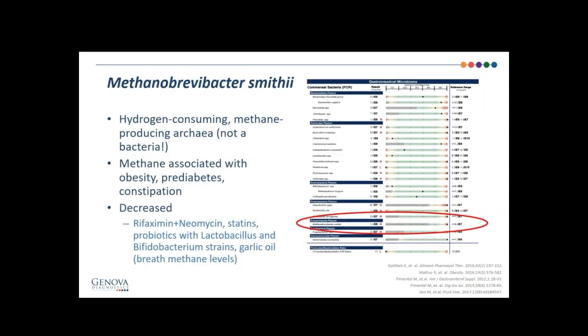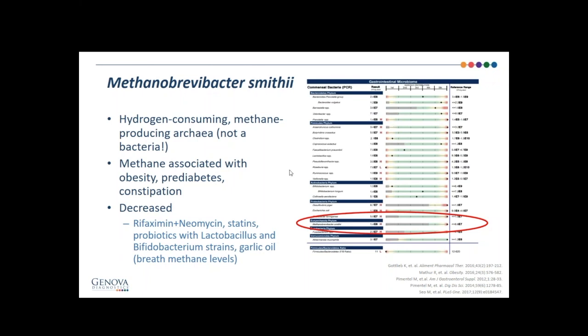The next organism is Methanobrevibacter smithii. It's a hydrogen-consuming, methane-producing archaea. So an archaea is not really even a bacteria. I know it's on the commensal bacteria page, but we weren't going to name it commensal bacteria plus Methanobrevibacter. Methane gas is actually associated with obesity, prediabetes, and constipation. Methane gas itself may slow the intestinal transit, leading to constipation.